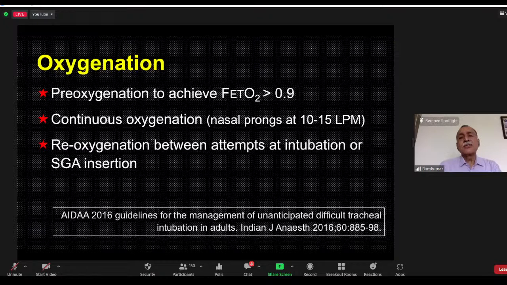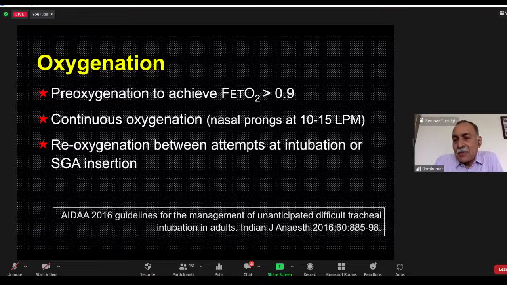Pre-oxygenation, which is administration of oxygen prior to the induction of anesthesia, replaces all the nitrogen in our functional residual capacity in such a way that an average of 2 to 2.5 liters of functional residual capacity is now filled completely with oxygen. What was it filled with earlier? It was filled with 2.5 liters of air, which had only 20% oxygen, which means that at the start of pre-oxygenation, we have only 500 ml of oxygen inside the lungs.